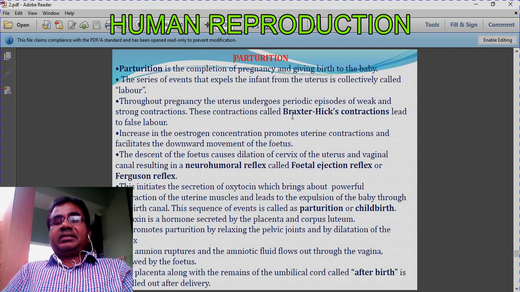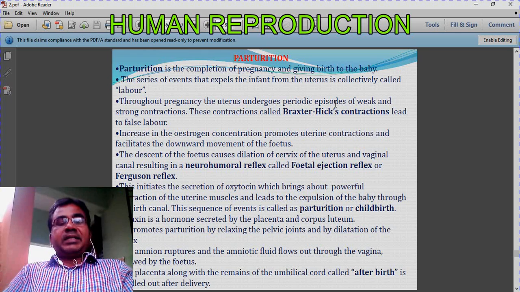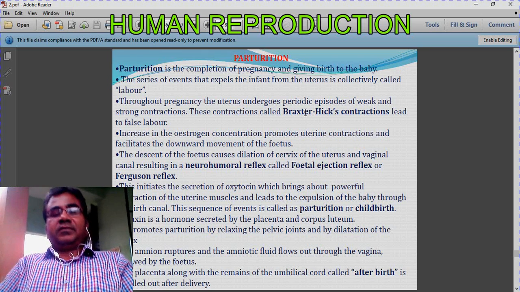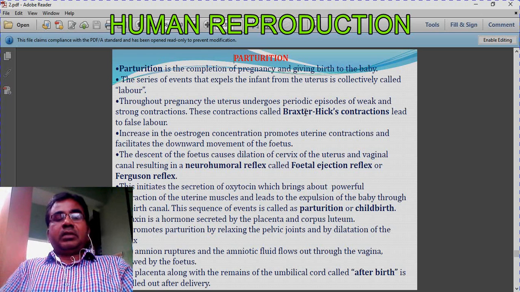First, Braxton-Hicks contraction. What is Braxton-Hicks contraction? During the time of pregnancy, there will be weak and strong contractions of the uterus. These contractions are called Braxton-Hicks contractions that lead to false labor. So during pregnancy, there will be periodic contractions of the uterus. This will produce some pain for the mother. That is actually false labor.